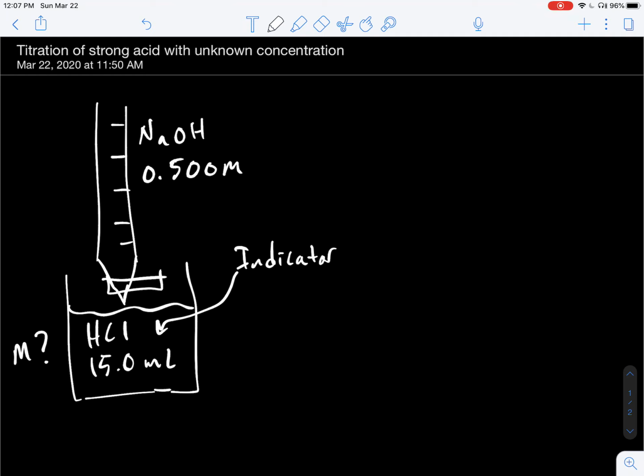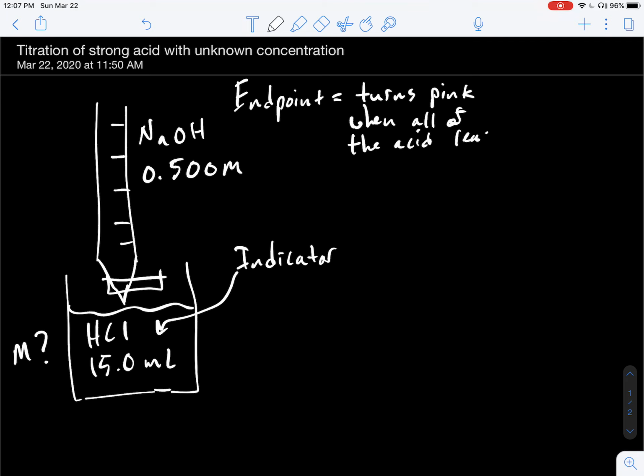So the end point means it turns pink for the indicator that we used last semester. That was, what was that? Phenolphthalein, it was called. So it turns pink when all of the acid reacts with base. So we add NaOH until this turns slightly pink.